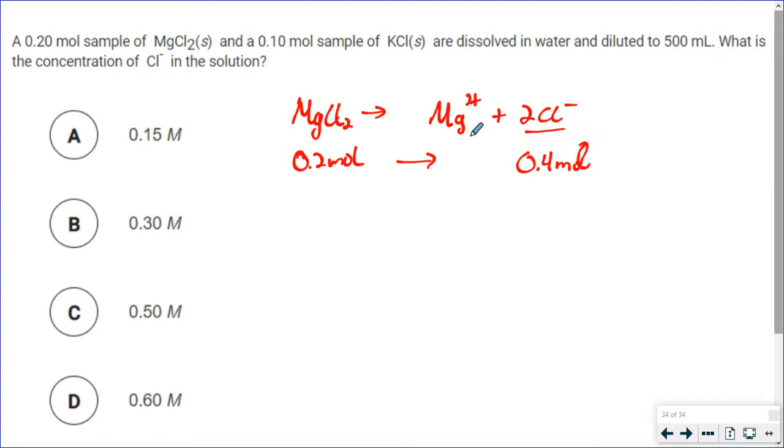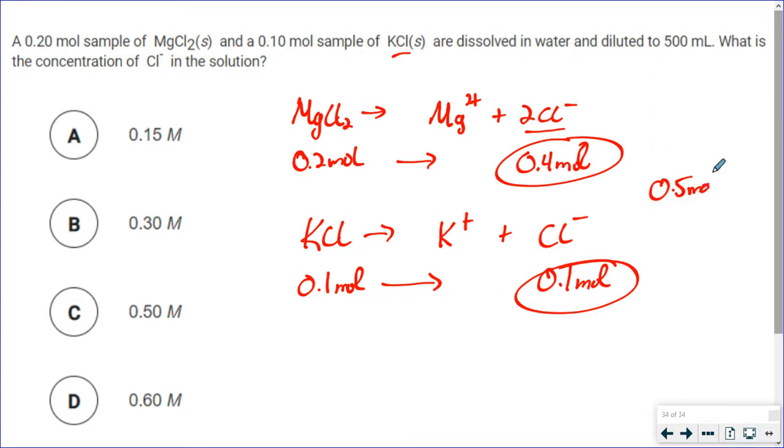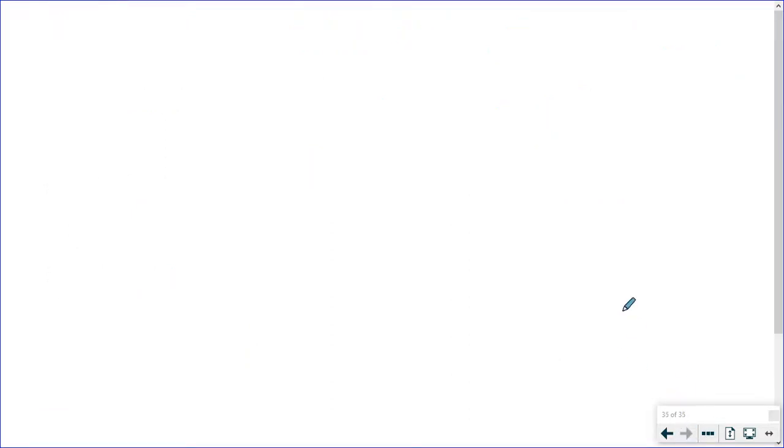And then we do the same thing for potassium, KCl. Well, that's going to dissolve and make potassium with a +1 charge and chlorine with a -1. And we have 0.1 moles of this. So we're going to end up producing 0.1 moles of this. It's a 1-to-1 ratio. So what's that? In total, we have 0.5 moles in our container. Our volume is 0.500 liters. That's our 500 milliliters. So 0.5 divided by 0.5 gives us an answer of 1 molar. And that's it for this particular set of problems.